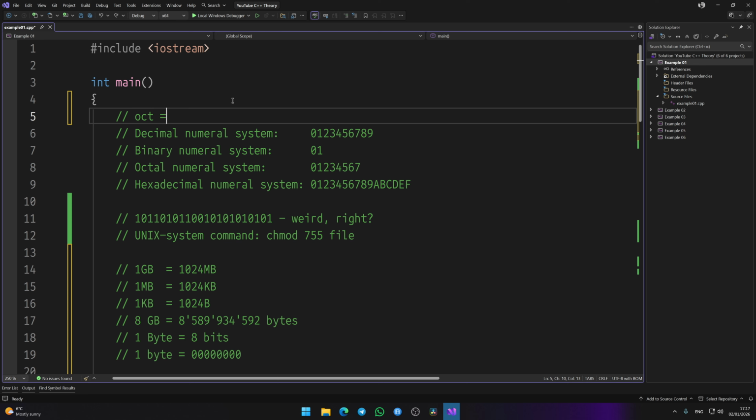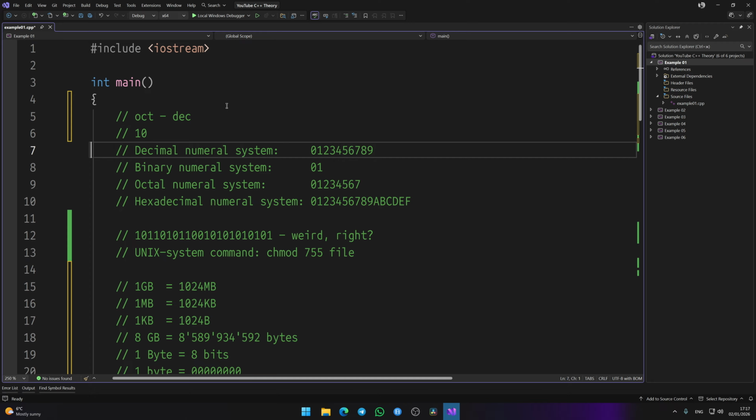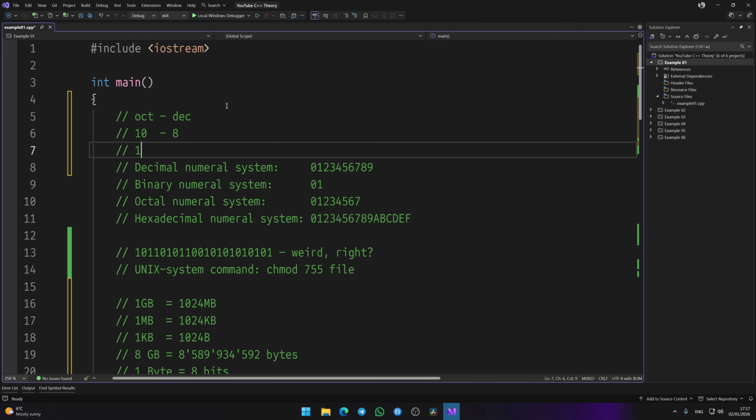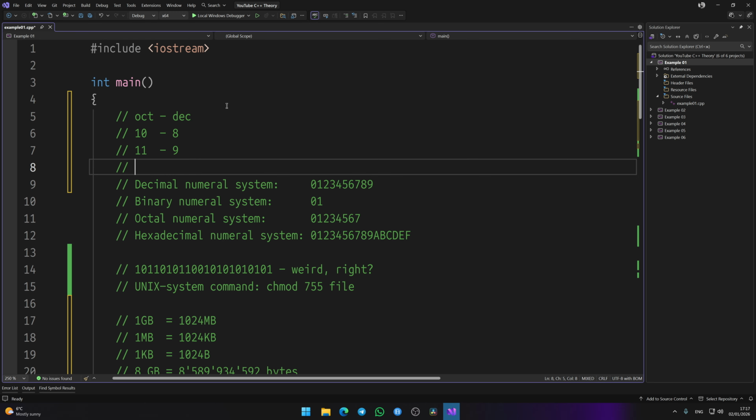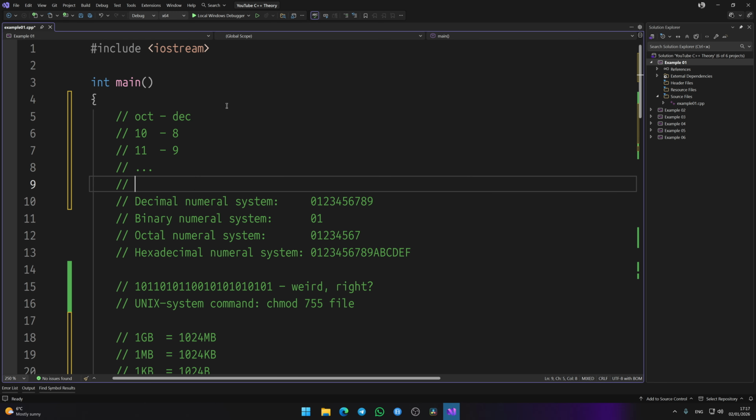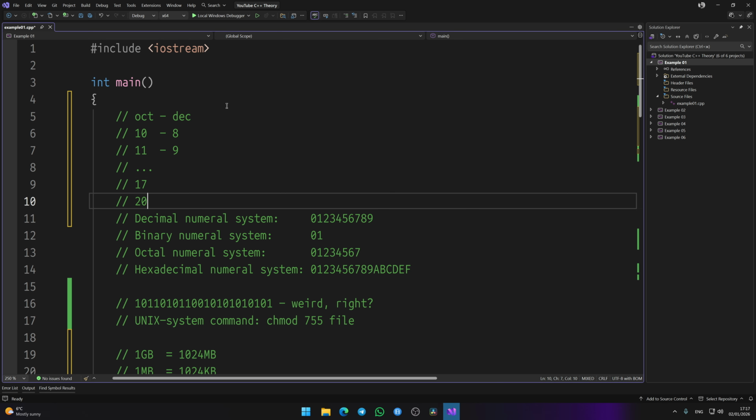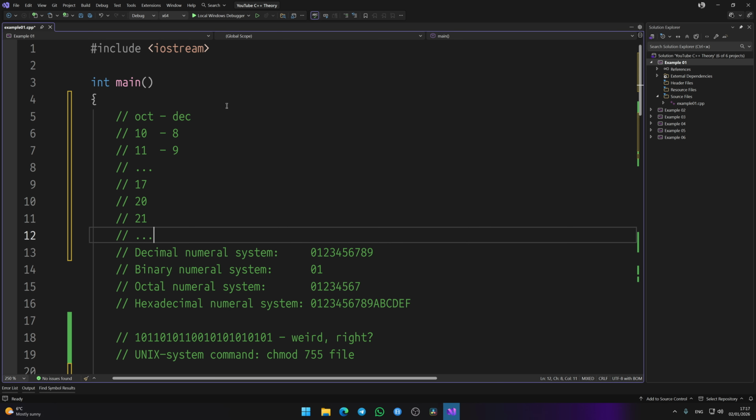From 0 to 7, everything looks just like in decimal, but after 7, the next number is 10, because the ones place resets to 0 and we increase the next place value by 1. Then we go 11, 12, 13, all the way to 17. After 17 comes 20, which equals 16 in decimal, or 10000 in binary.